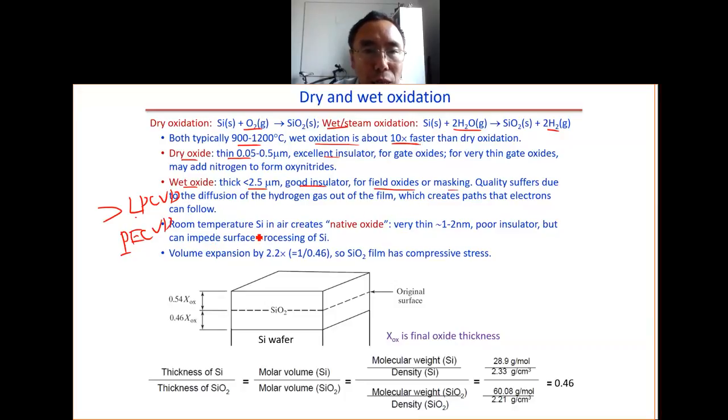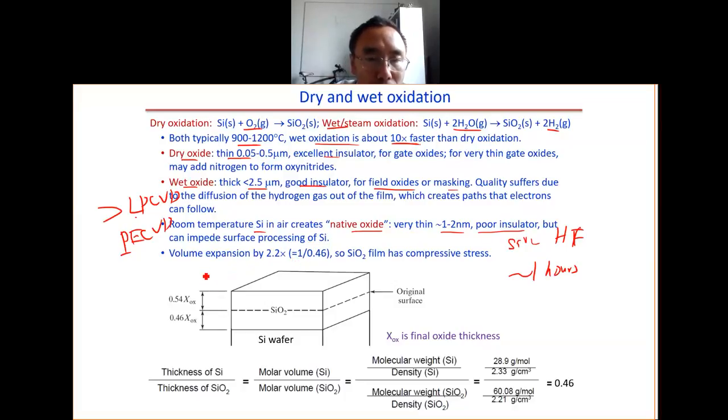At room temperature, the silicon in the air also creates a native oxide, but this one is normally 1 to 2 nanometer. So if we remove silicon oxide by HF at room temperature, after about 1 hour in the air, it will grow 1 to 2 nanometer. But this one has a poor property, poor insulator, but this can impede surface process of the silicon.